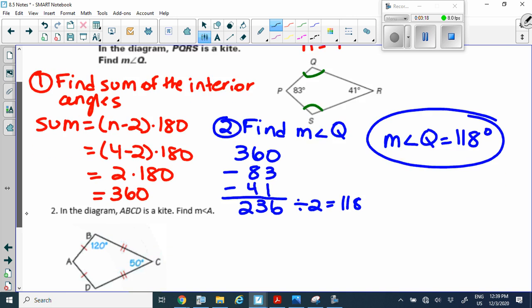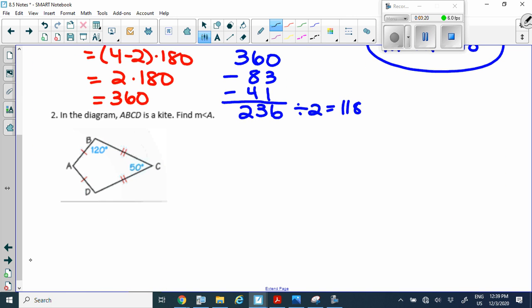Okay, let's look at example 2 here. In the diagram, ABCD is a kite. Once again, we're trying to find the measure of angle A, so another angle measurement. Remember, we have one pair of opposite angles congruent, so that's going to be B and D. And then we have 50 here for C. We're going to do the same exact thing that we did in example 1. We have to figure out the sum of our interior angles, okay?